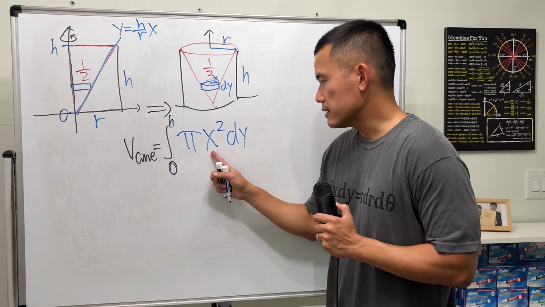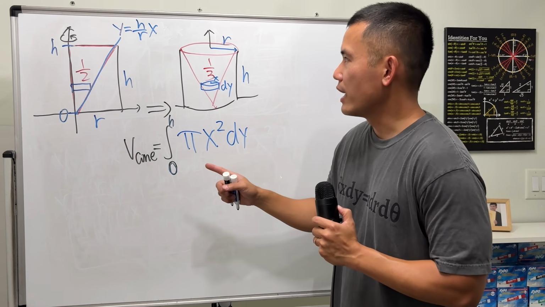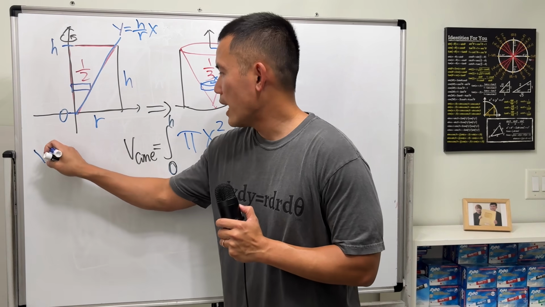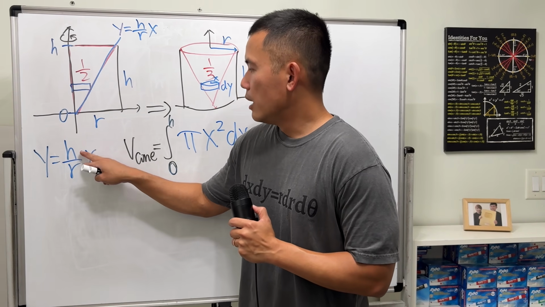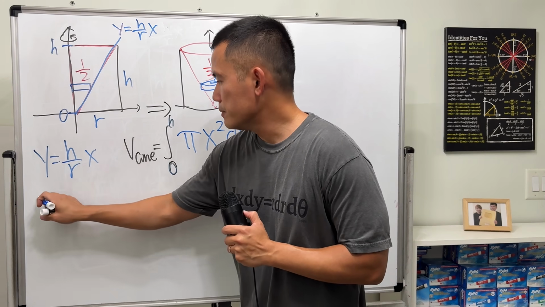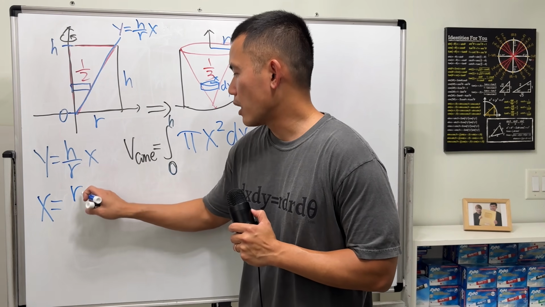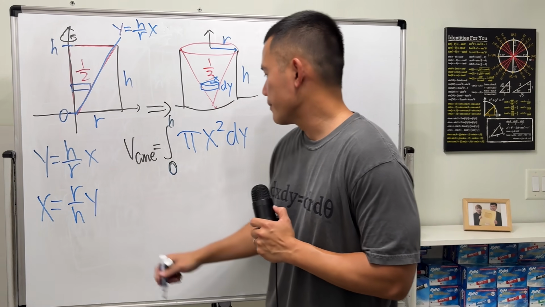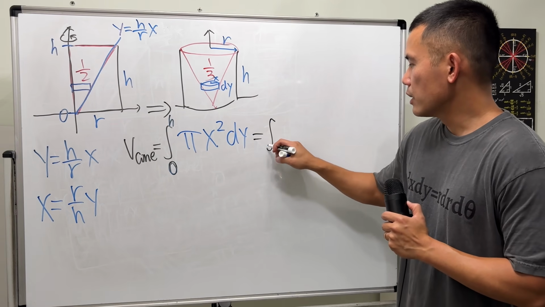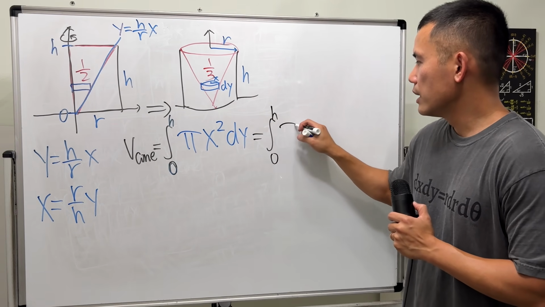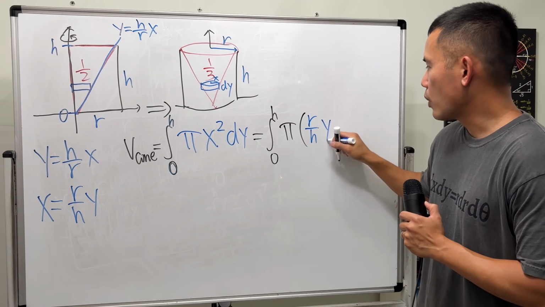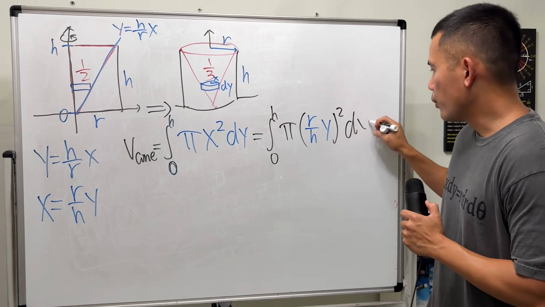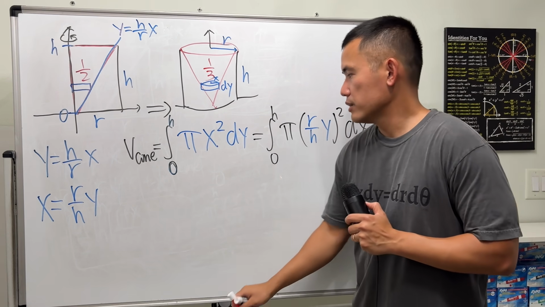Now let's just go ahead and work it out. But x is not allowed in the y world. It's okay, because we know that y is equal to h over r times x. Multiply both sides by its reciprocal. So x is equal to r over h times y. So this becomes the integral going from 0 to h, pi and then r over h times y squared dy. And now we can just work this out.